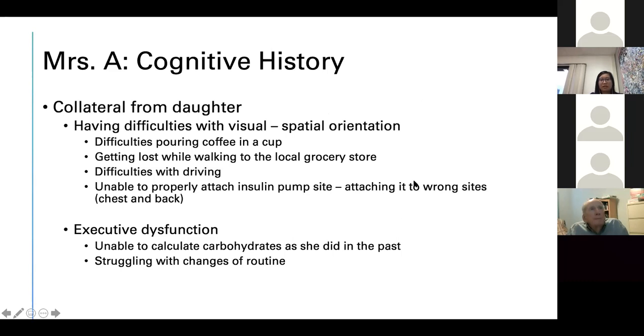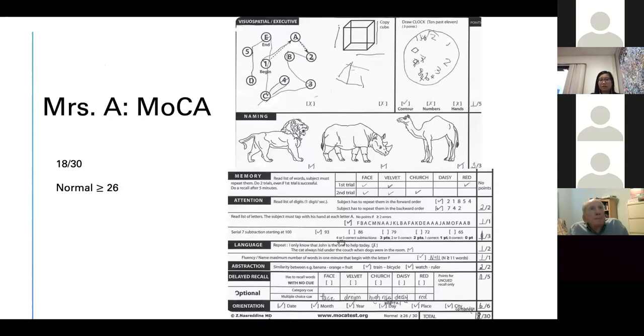And she was struggling with changes of routine. In terms of her Montreal Cognitive Assessment, she scored 18 out of 30. Normal is typically greater than 26. Where she really had difficulties was in the area of visual spatial executive function. She couldn't do the trails properly or copy the cube.